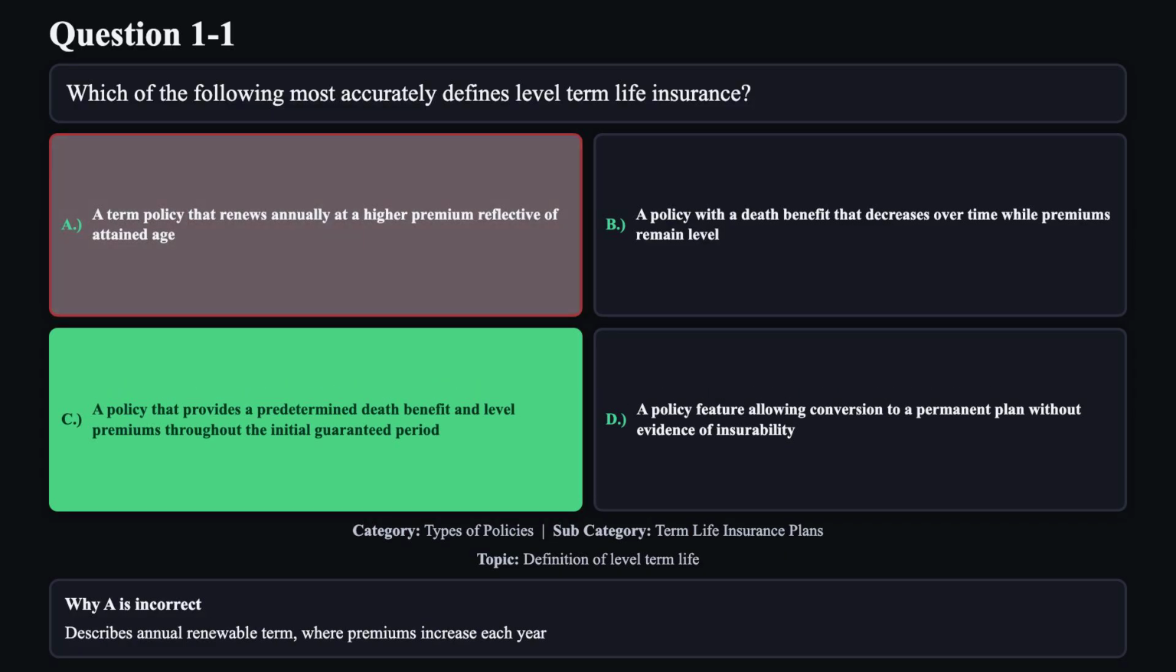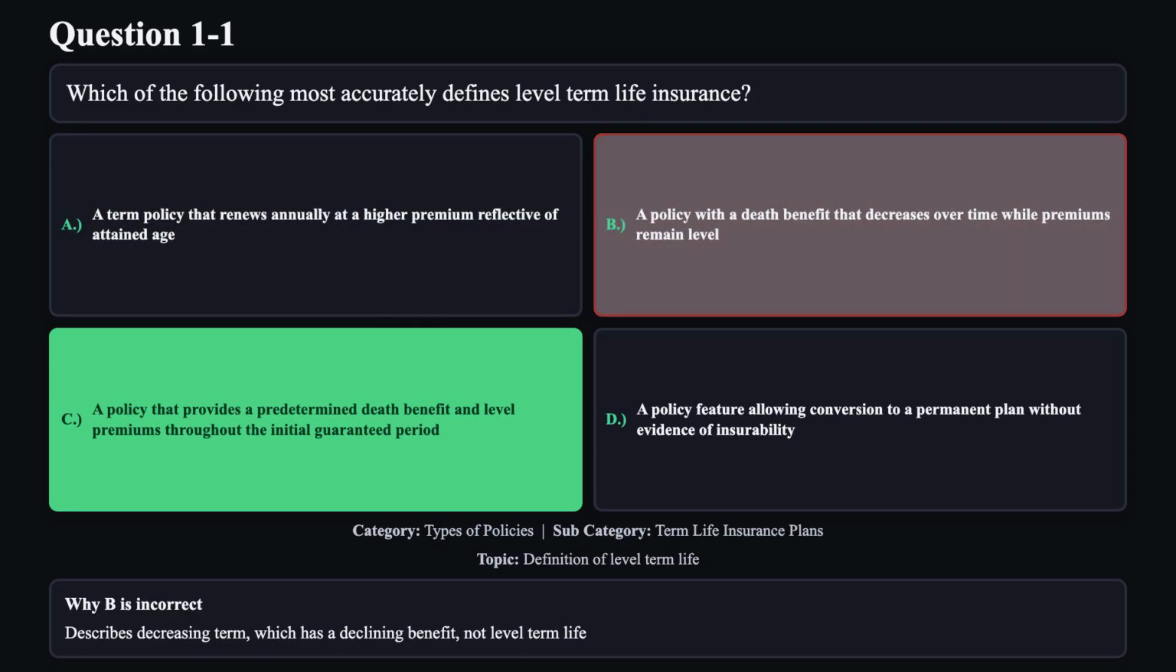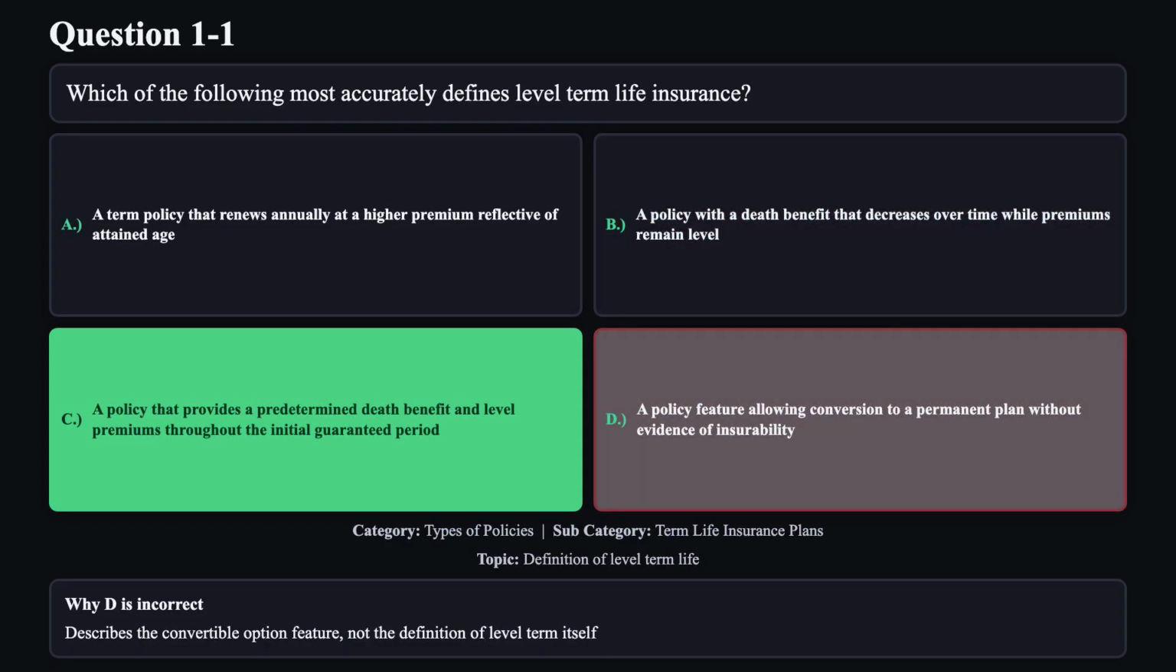Reason A is not correct. Describes annual renewable term where premiums increase each year. Reason B is not correct. Describes decreasing term which has a declining benefit, not level term life. Reason D is not correct. Describes the convertible option feature, not the definition of level term itself.